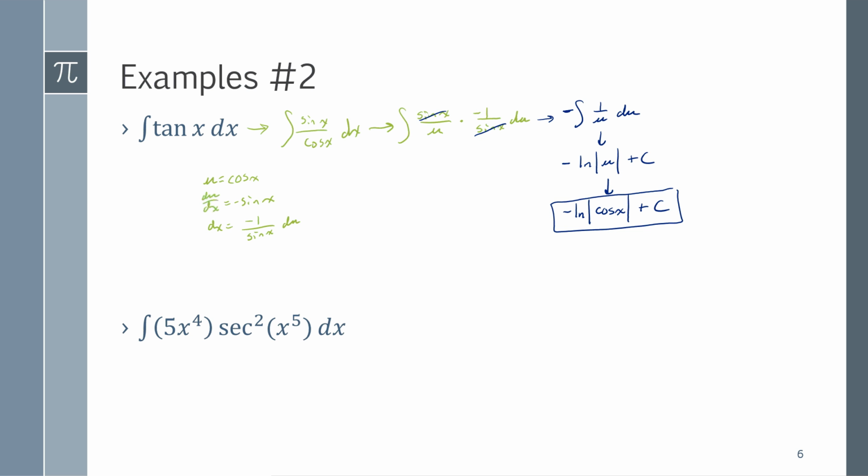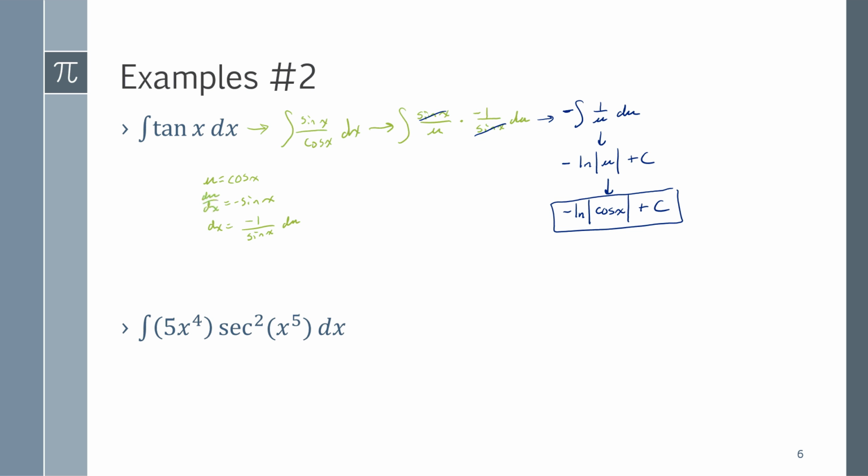If I then look at my next example here, the integral of 5x to the fourth times secant squared of x to the fifth, it can sometimes be tough to see what to do here because I have several insides. I have 5x to the fourth inside of a parentheses. I have x to the fifth inside of secant, but then secant is inside of squaring.